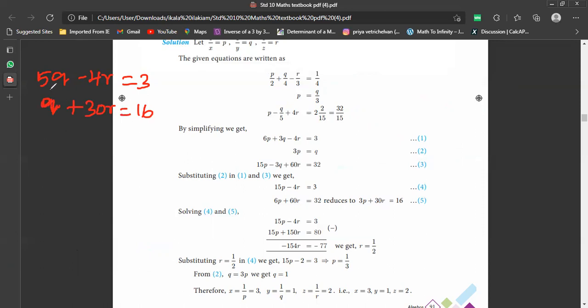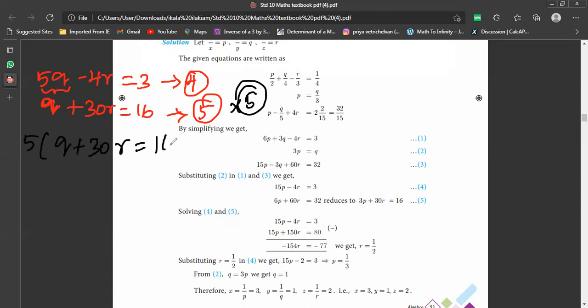Here you do have Q. Here you do have 5Q. If I multiply my fifth equation by 5, I would be able to achieve the same 5Q. So I'm going to multiply the entire fifth equation by the value 5. What will happen? It will become 5Q plus 5 into 30R will become 150R is equal to 5 times of 16 is 80. So now this is our new fifth equation.